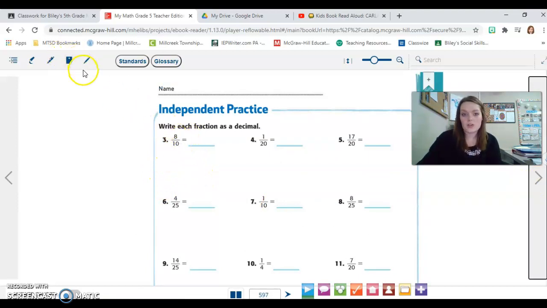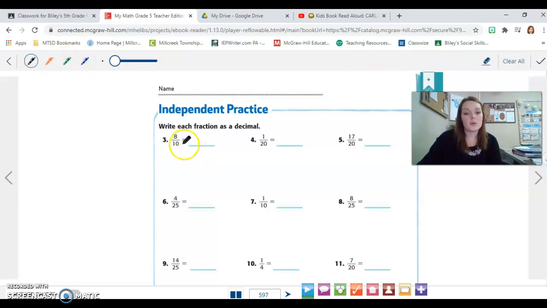Okay, so we already know how to do this. We need to make our denominator 100. So what do I need to times 10 by to get 100? 10, right? If I do it to the top, I do it to the bottom. I do it to the bottom, I do it to the top. So this is going to be a 10. 10 times 10 is 100. That's the magic number I need. And 10 times 8 is 80. So then my decimal is going to be 80 hundredths.